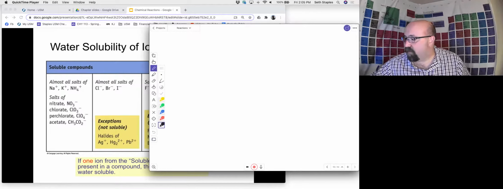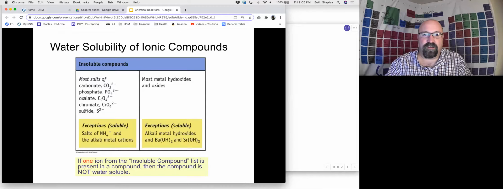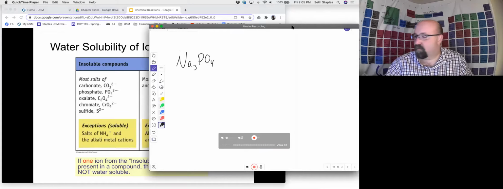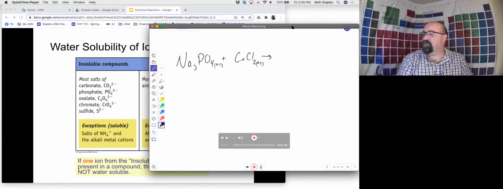If we have an equation, for instance, let's say we have some sodium phosphate plus calcium chloride, and these are both aqueous solutions. Somebody should have caught me. Hopefully you did. It's going to be CaCl2. I just forgot to write that in there. So sodium phosphate plus calcium chloride.